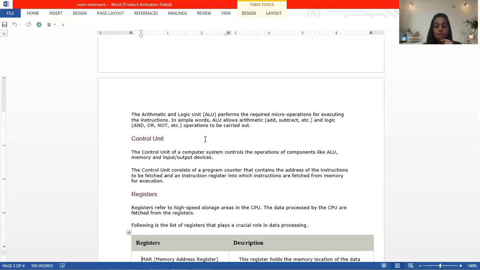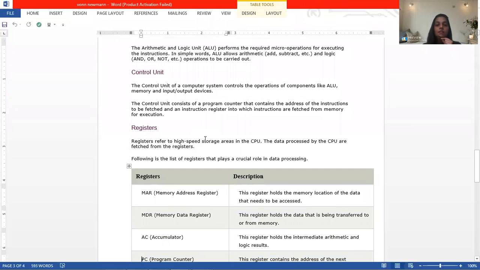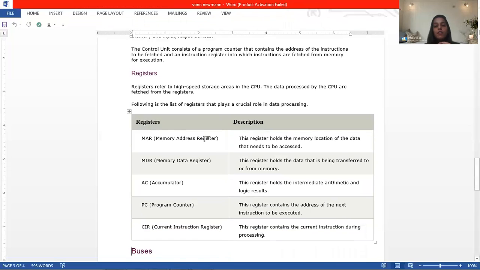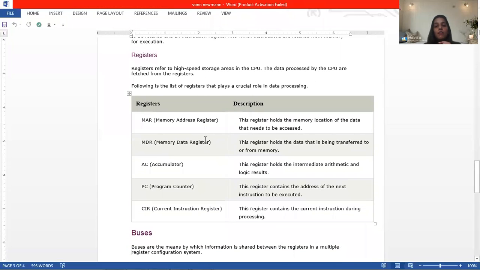So registers, what are the registers? A register refers to a high speed storage area in the CPU. The data processed by the CPU are fetched from registers. So a register is like the memory of the CPU. Okay. जितना भी हम डेटा प्रोसेस करते हैं सीपीयू में, ठीक है, वो फैच कौन करता है? रजिस्टर्स फैच करता है. So there are different registers for different functionalities.